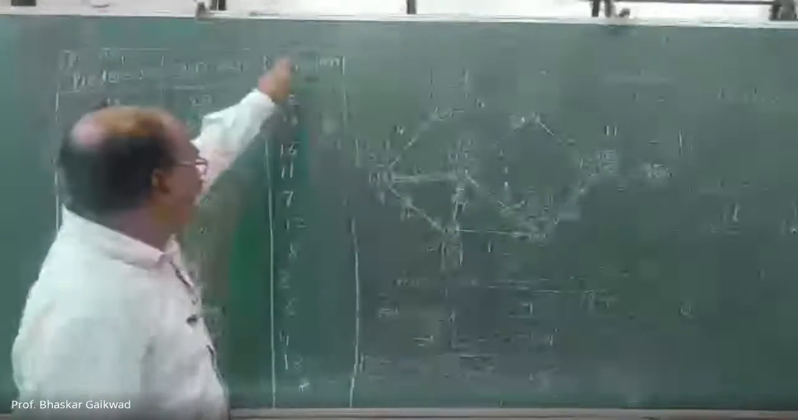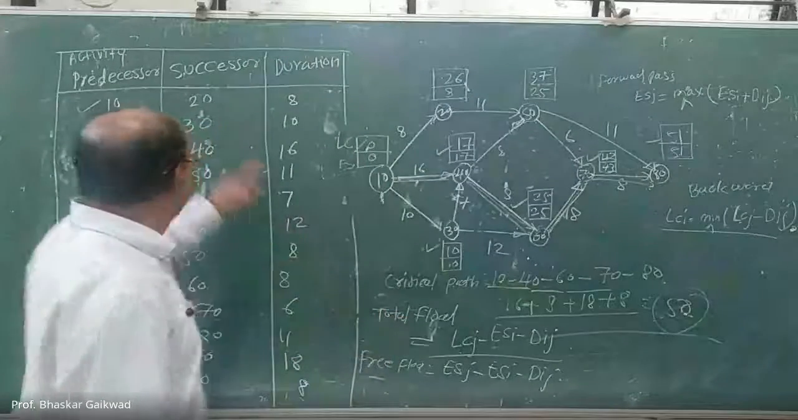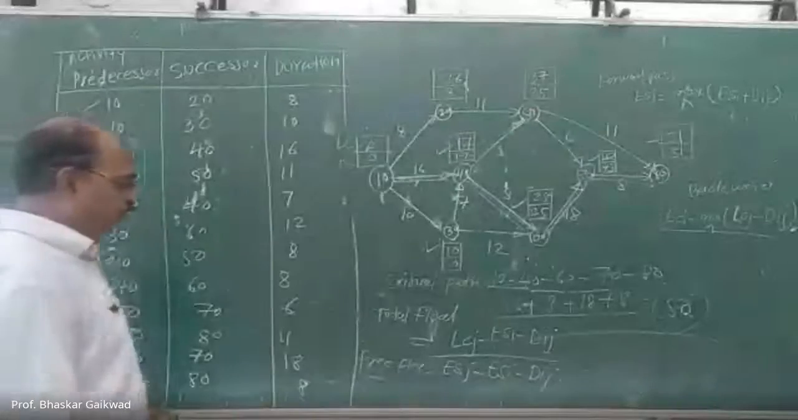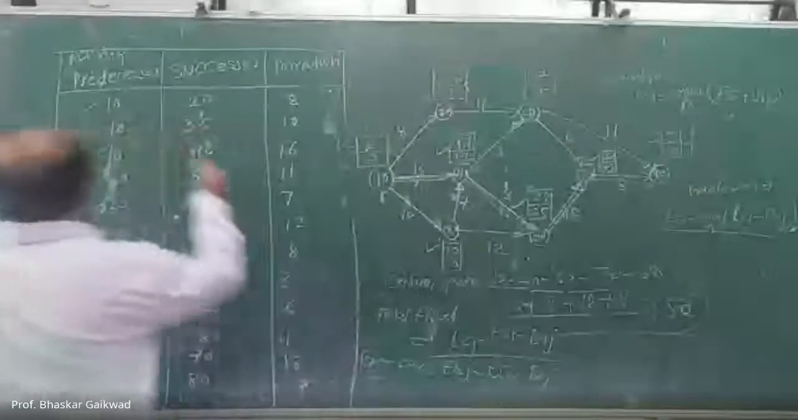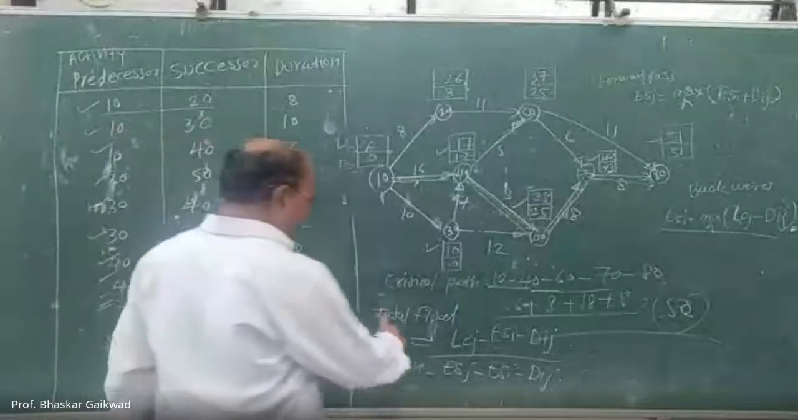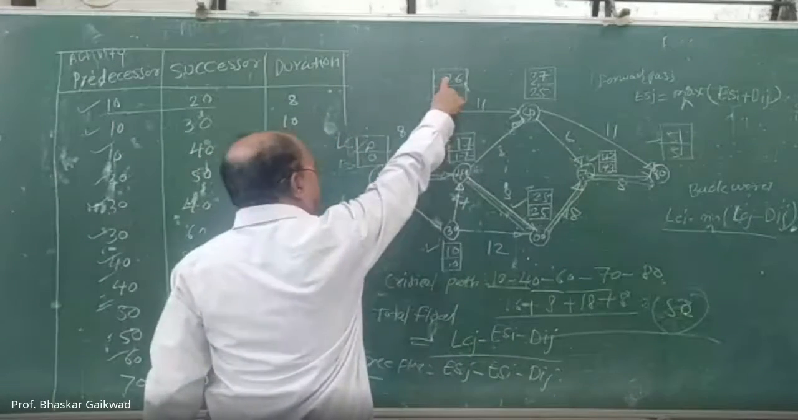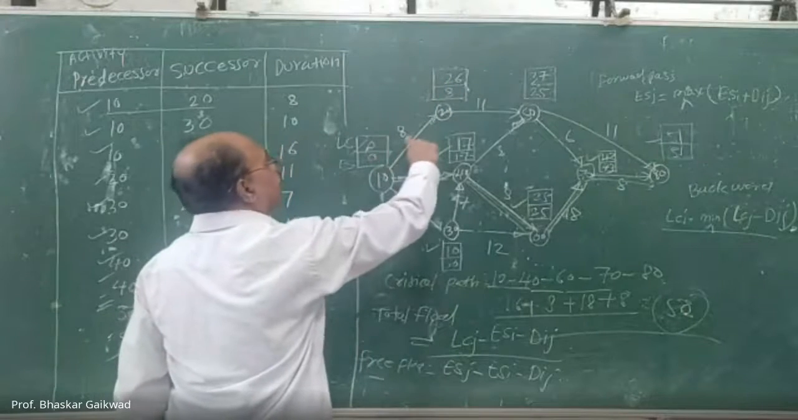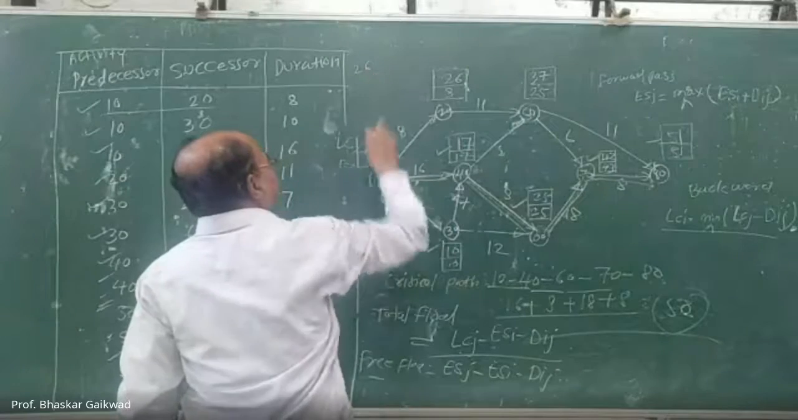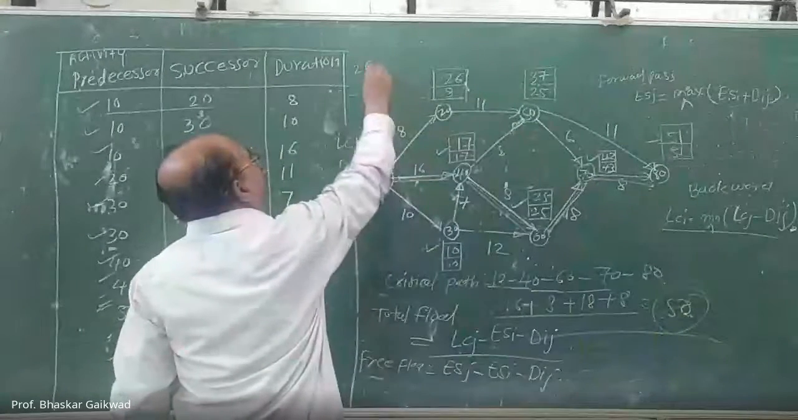You can make a column for this, and by using this, for each activity you can calculate total float and free float. For example, activity 10 to 20. How to calculate the total float? LCJ, so this minus duration, means 26 minus 0, this one, minus 8. So how much here?